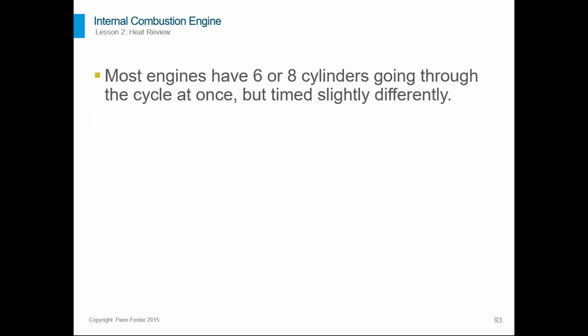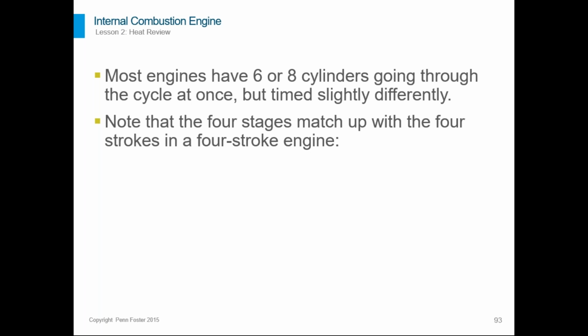And some general ideas. We looked at 1 cylinder at a time, but most engines have 6 or 8 cylinders going through the cycle at once. And they're all timed slightly differently, so that at any moment in time, one of them is going through the power stage. So it is keeping a constant level of power to move your vehicle forward smoothly.